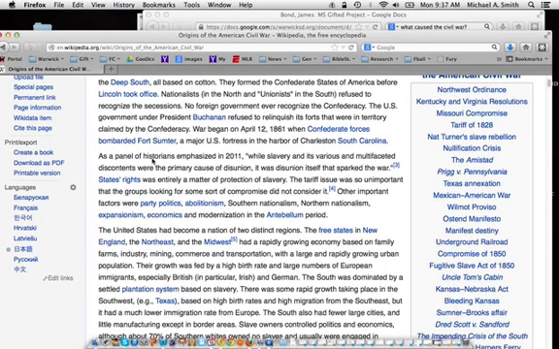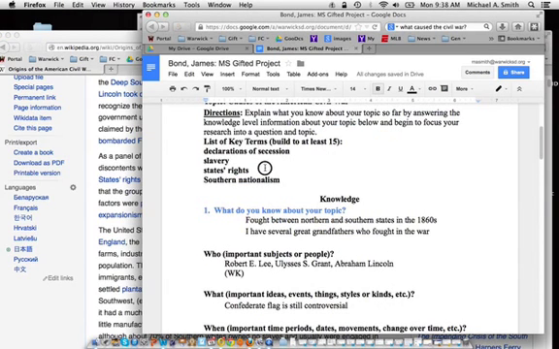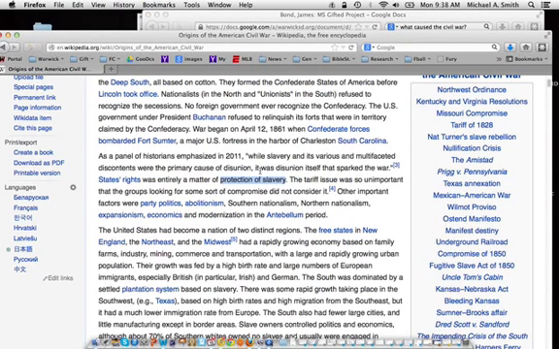And here we notice that historians have emphasized, in 2011, that while slavery and its various and multifaceted discontents were the primary cause of disunion, it was disunion itself that sparked the war. States' rights was entirely a matter of protection of slavery. That's interesting. So is that true or not? I don't know. Wikipedia says that. Let's type that in there and see if we can find more information on that later.